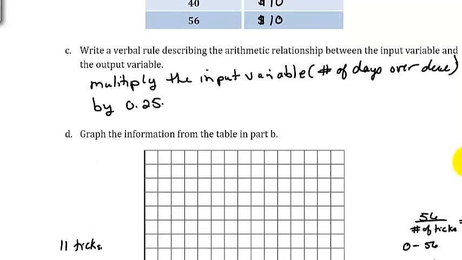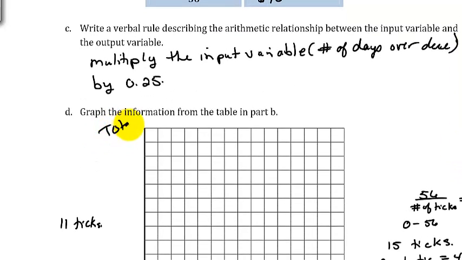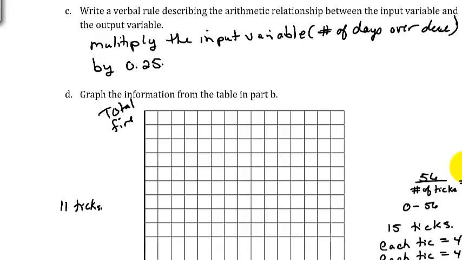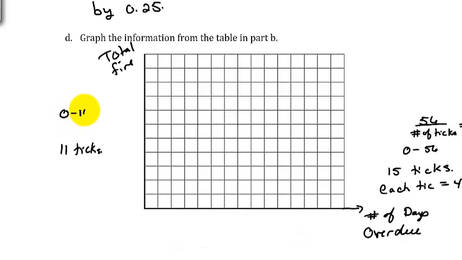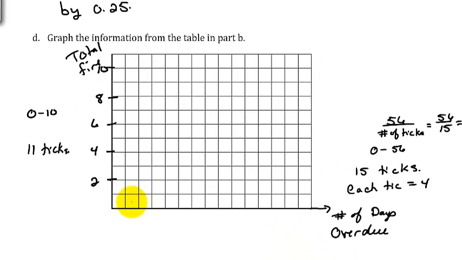And this is our total fine. And that needs to go between 0 and 10. And so we have 11 tick marks. We only need to go up to 10, so each tick mark can be worth 1. And then along the bottom, each of these is going to be worth 4. And so every 2 will be 8.